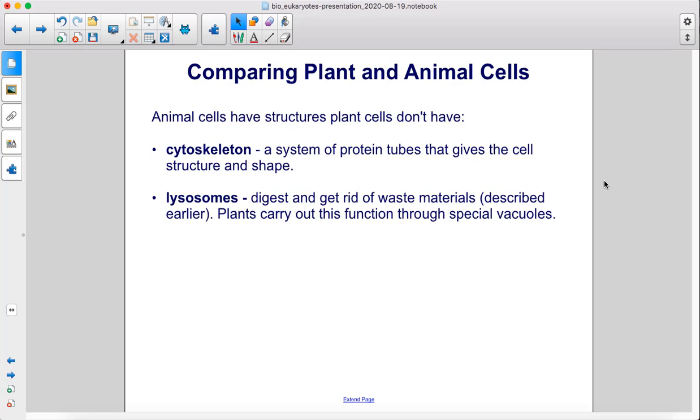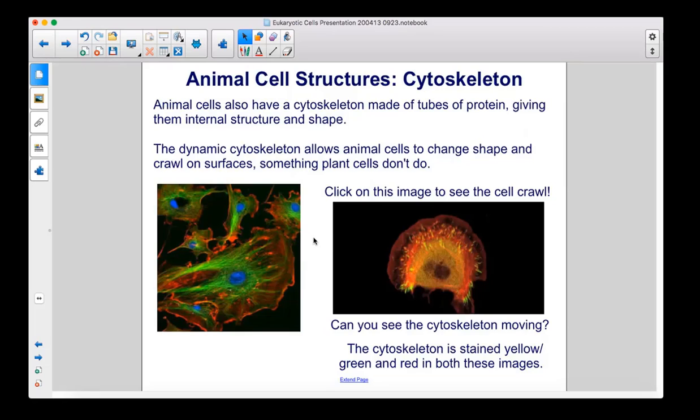Animal cells have structures plant cells don't have. A cytoskeleton is a system of protein tubes that gives the cell structure and shape, and lysosomes digest and get rid of waste materials, described earlier. Plants carry out this function through special vacuoles. Animal cells also have a cytoskeleton made of tubes of protein, giving them internal structure and shape. The dynamic cytoskeleton allows animal cells to change shape and crawl on surfaces, something plant cells don't do.